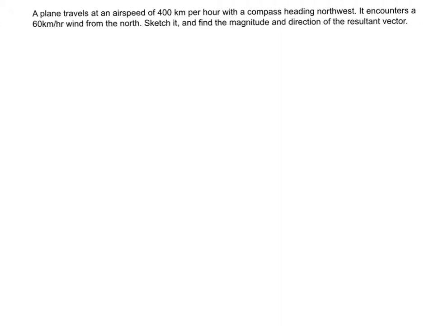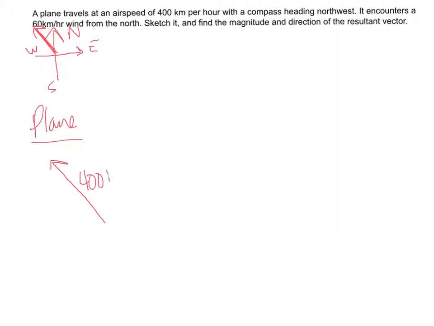They're heading at an airspeed of 400 kilometers per hour with a compass heading northwest. So just kind of draw a little compass here. That's north, west, east, south. So it's heading northwest, it's heading up in this direction up here. So the plane vector is going to be heading northwest at 400 kilometers per hour.